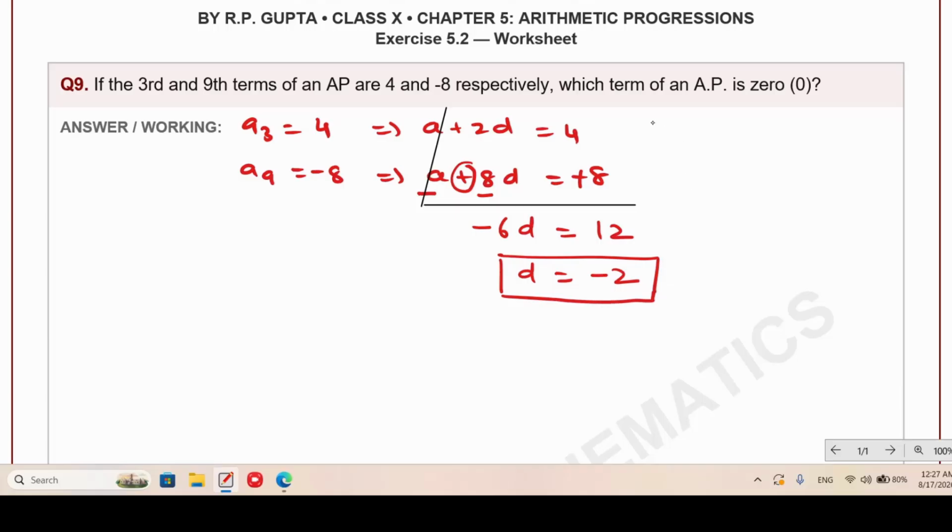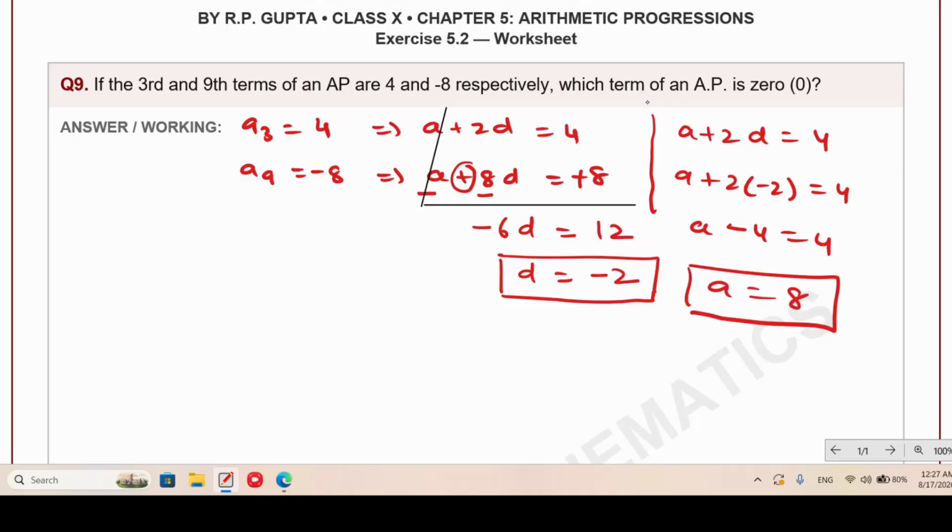So when D is equal to negative 2, then A plus 2D is equal to 4, and A plus 2 into negative 2 equals 4. So A minus 4 equals 4. So the value of A will be 8.